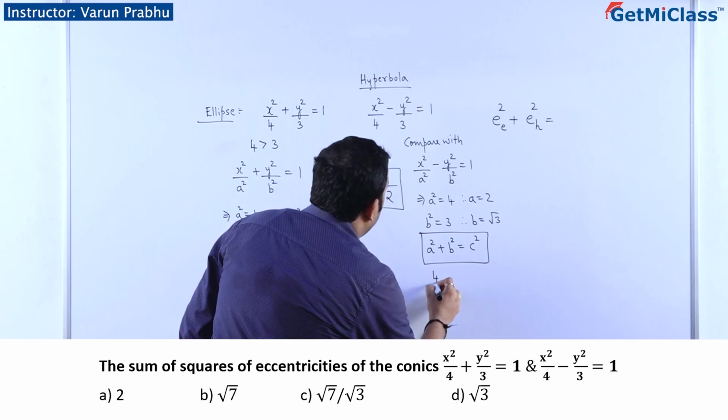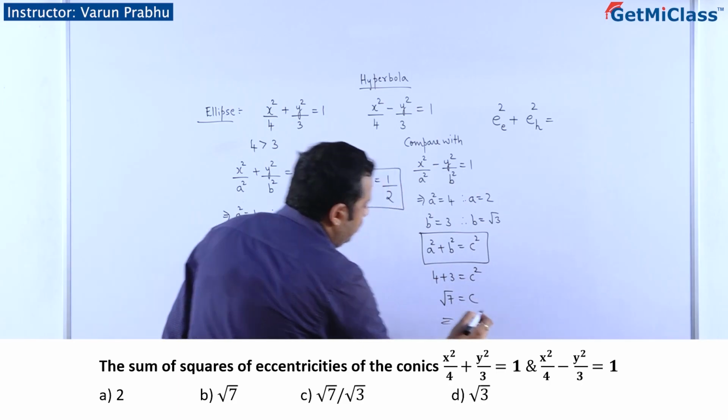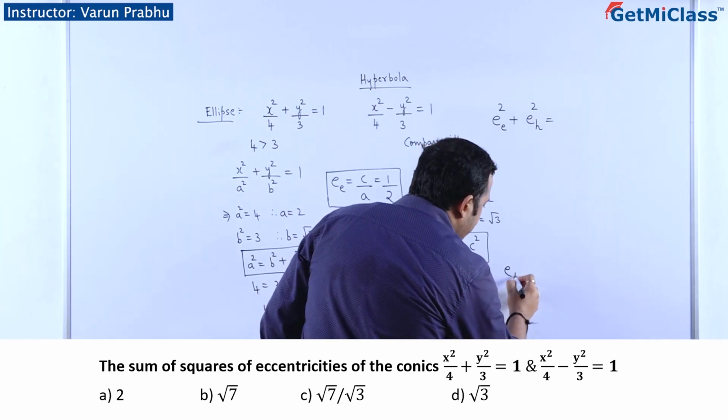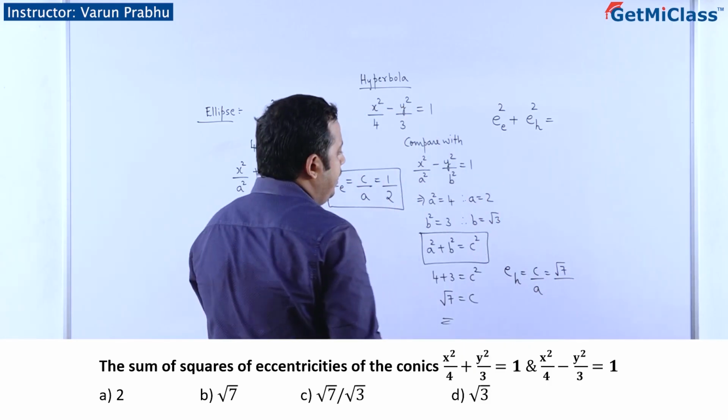So a square is 4 plus 3, that is equal to c square. So c square is equal to 7, so c is equal to root 7. So the eccentricity of the hyperbola is equal to c by a. So what is the answer that we get? Root 7 divided by 2.